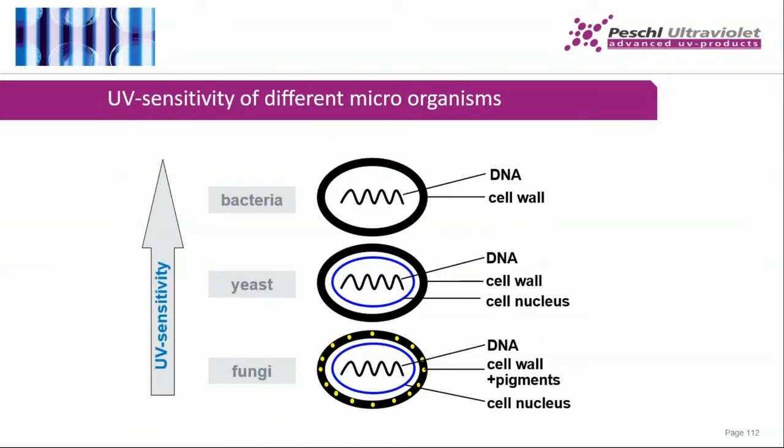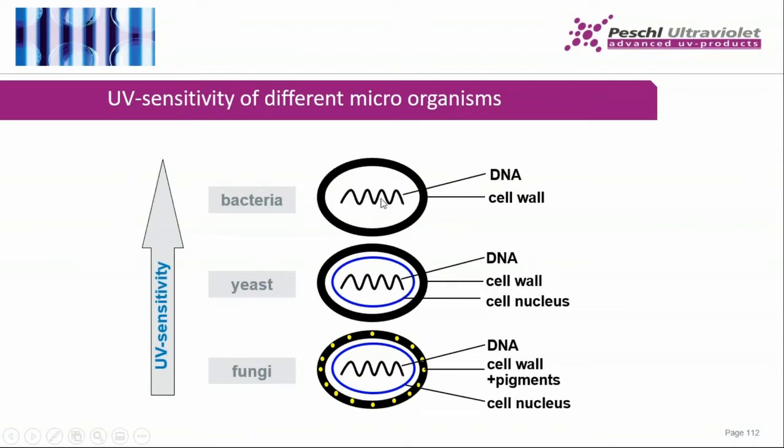So to explain the difference, and not in the way a professor does it, this is for me really simple to explain why it's easier to disinfect bacteria and viruses instead of yeasts and fungi. This is the UV sensitivity, and this is the microorganism.